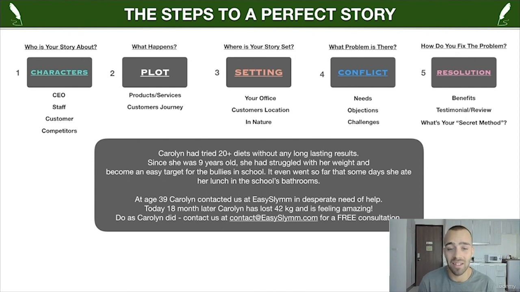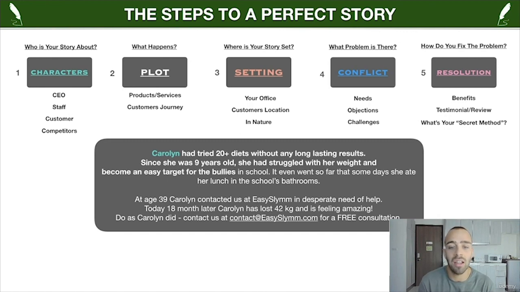So let's break this down. We have a character to look for, right? So we have Carolyn. She is the character of this story, as you can see on this screen. And then we have the plot. We have actually picked the customer's journey. So the customer's journey is this: she had tried 20 plus diets, and she has been overweight since she was 9 years old, and she was bullied in school. That is the story, or that is the plot.